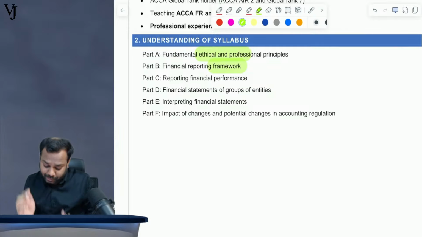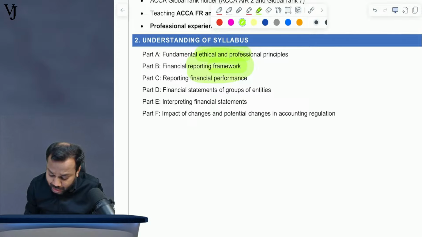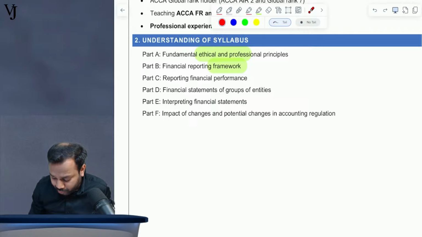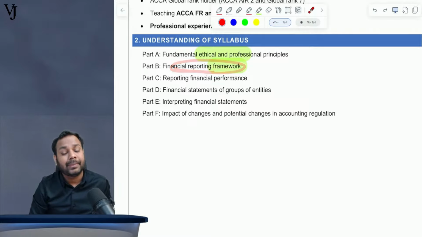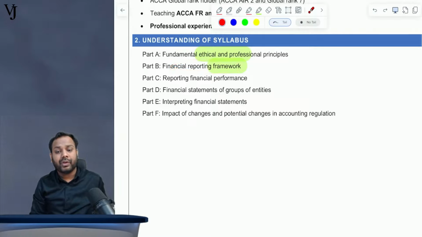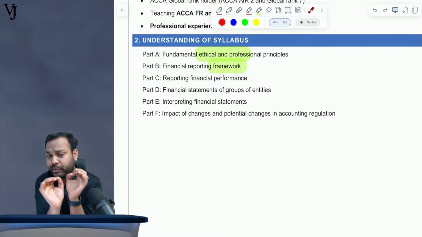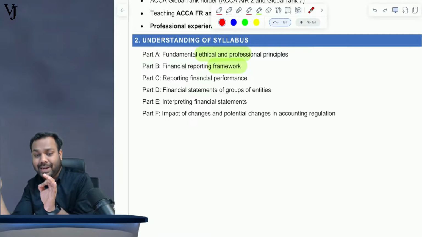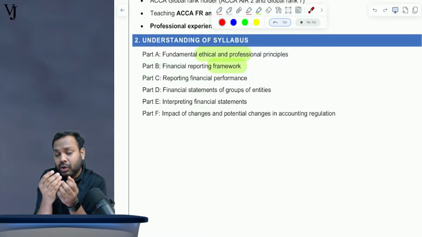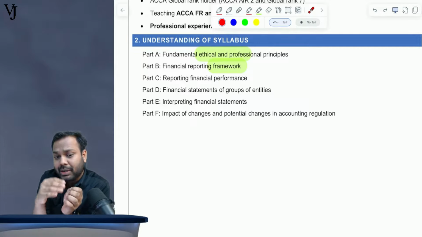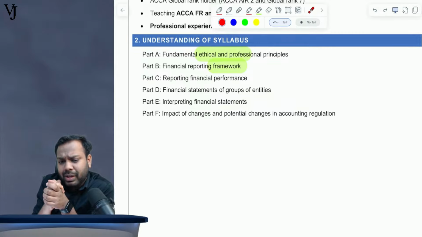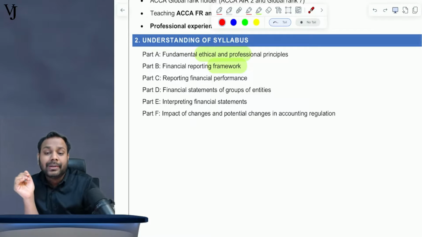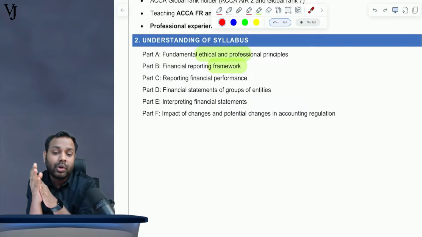So understand, similarly, if we have to frame any accounting standard, what is the constitution behind that? That is called the framework, the conceptual framework. This conceptual framework helps the standard setters to set new accounting standards. Or if there is no accounting standard for any particular transaction, then how will we derive any accounting treatment? That is derived using the conceptual framework. That is the role of the conceptual framework.